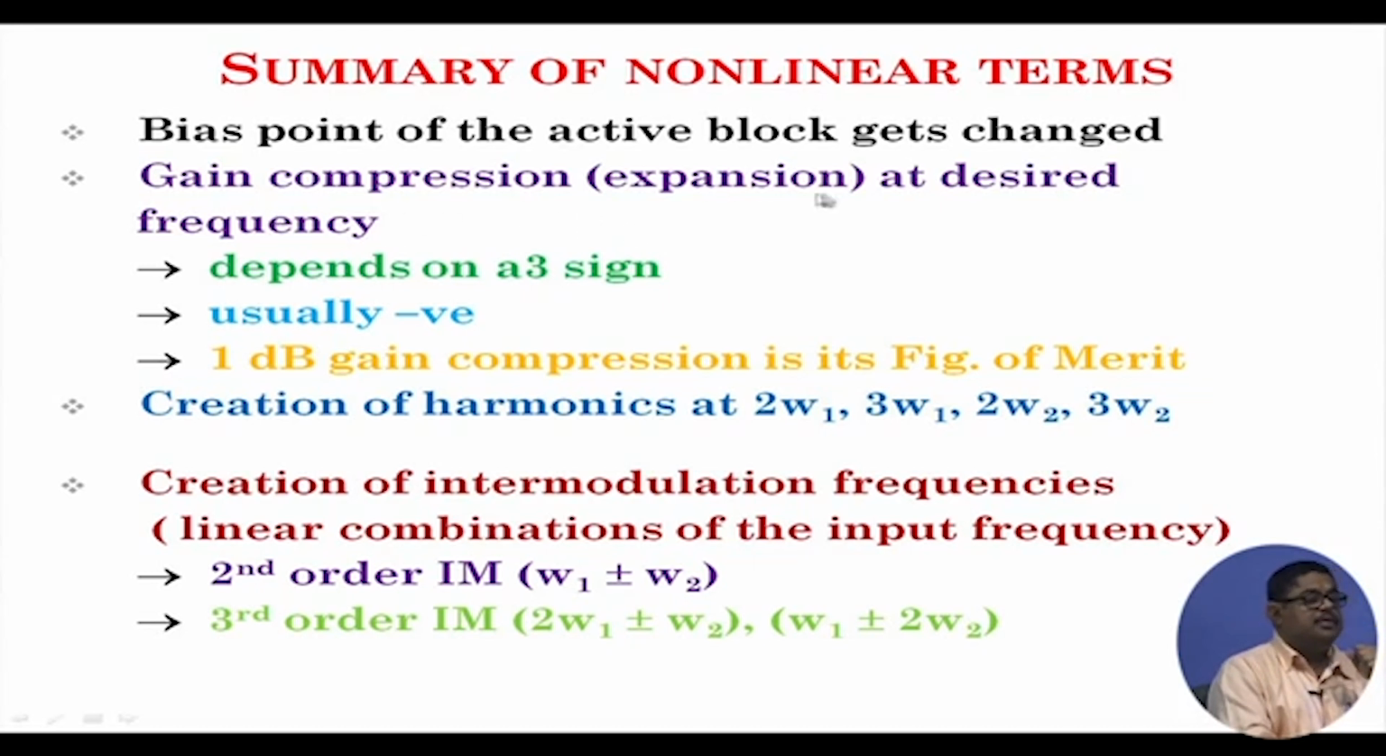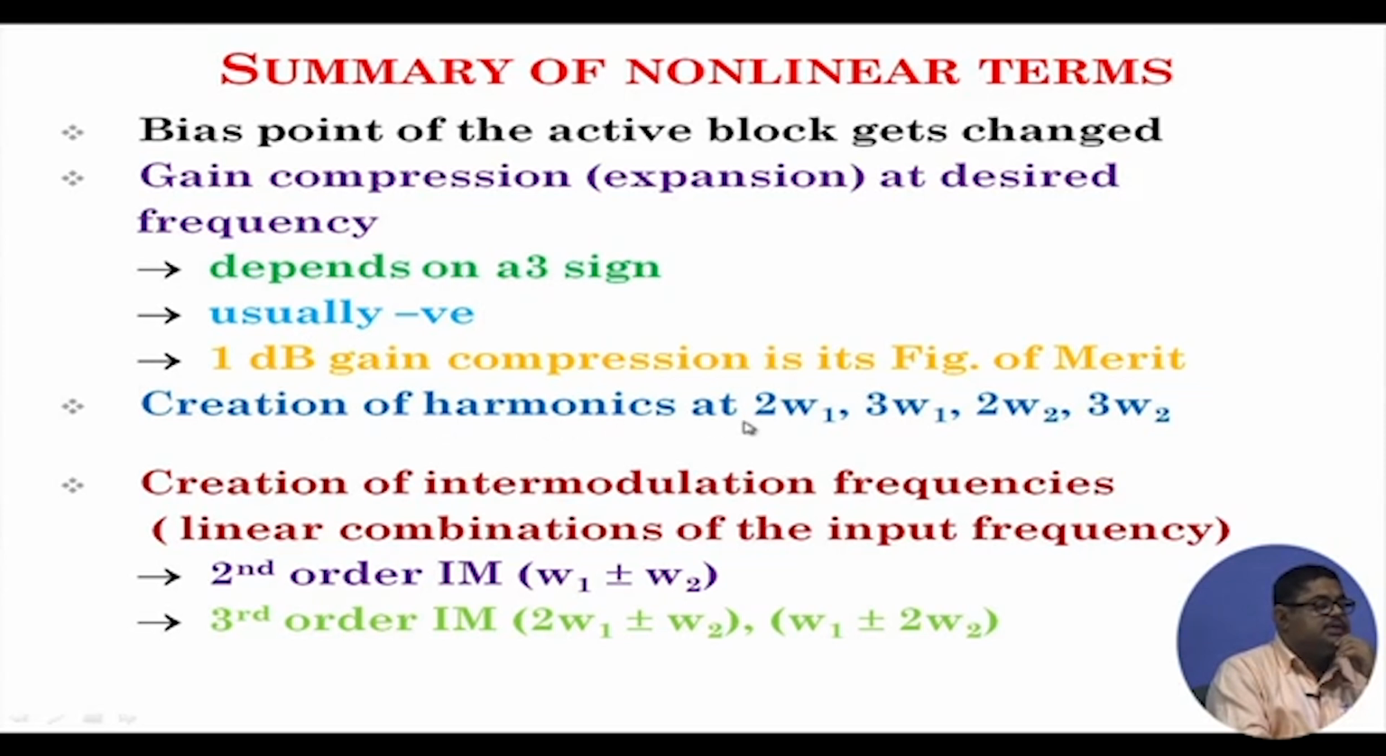Gain compression, also I said expansion, though generally we do not see expansion at desired frequency, depends on A3 sign. This gain compression depends on A3 sign. Usually A3 is negative. Remember A3 is the component by which we have characterized the nonlinear system, A3 into v_i cube. Now, that A3 typically is negative, that is why we get compression, and 1 dB gain compression is its figure of merit of this A3 thing.